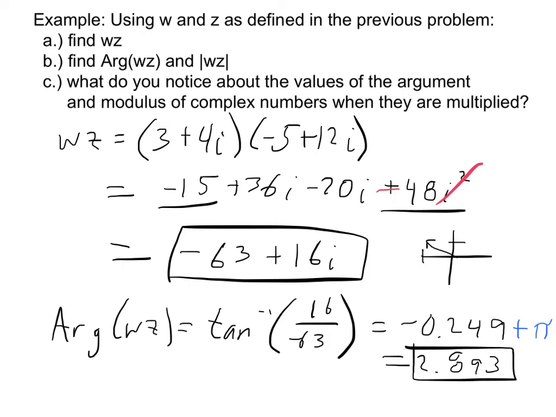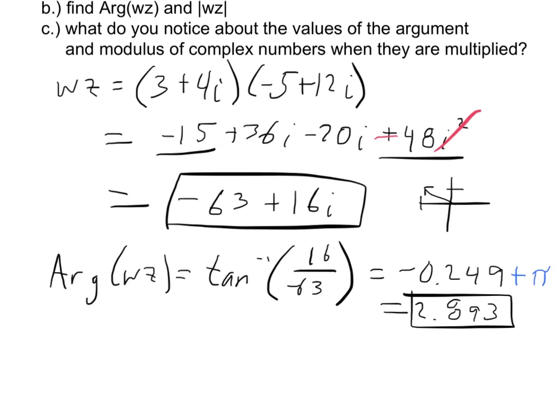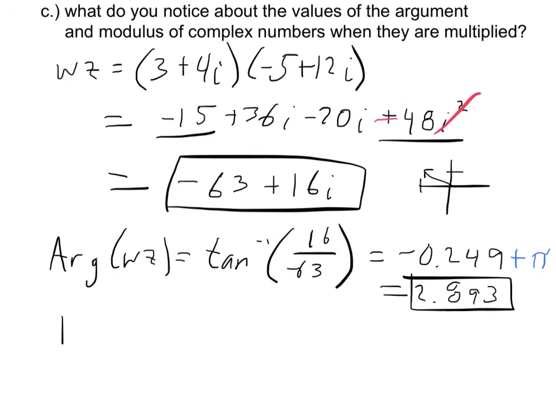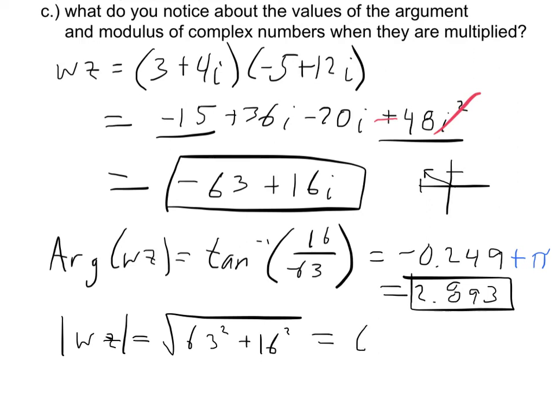Next, I want to look at the magnitude. If I want to look at the modulus of WZ, I'm going to need to do the square root of 63 squared plus 16 squared, and I'm going to skip the arithmetic on this one. Turns out that's 65.